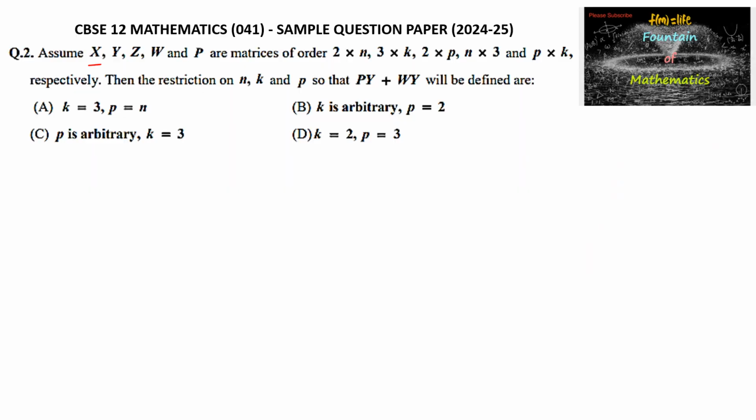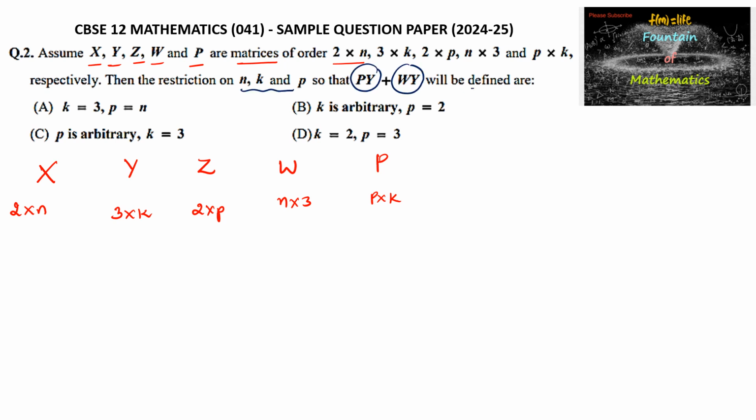Assume X, Y, Z, W and P are matrices of the orders given. X is a matrix with order 2 by n, Y is a matrix with order 3 by k, Z is a matrix with order 2 by p, W is a matrix with order n by 3, and P is a matrix with order p by k. Restrictions on n, k and p are to be found so that PY plus WY will be defined.